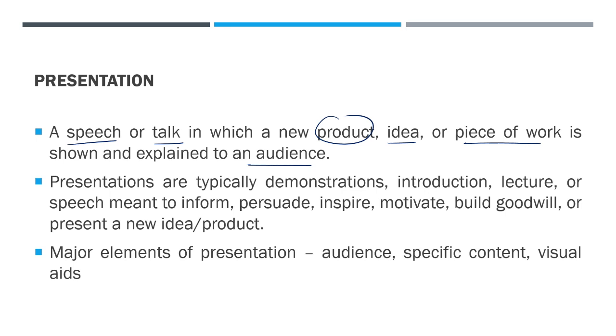And if you just see the major elements of a presentation, you require an audience to present either the product, idea, or a piece of work in front of them. It should be specific. The content you're presenting should be very specific, and it should have some visual aids. The general tendency of a human being is that they catch on quickly when it is shown as a visual aid or through an image, whereas if you are just telling it as text, the imagination might not be that clear.